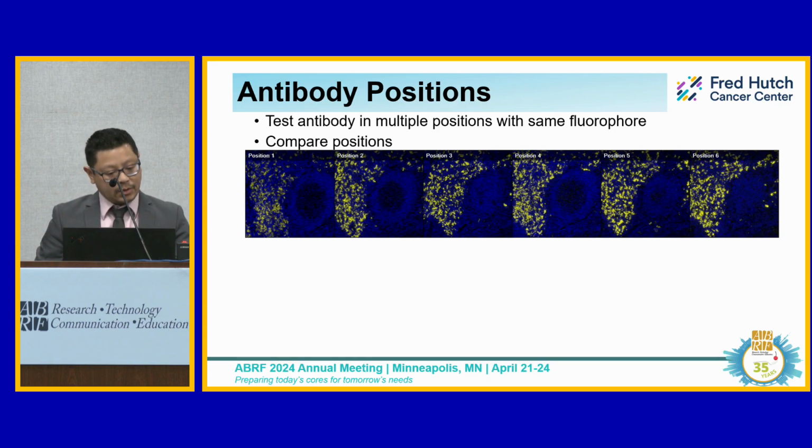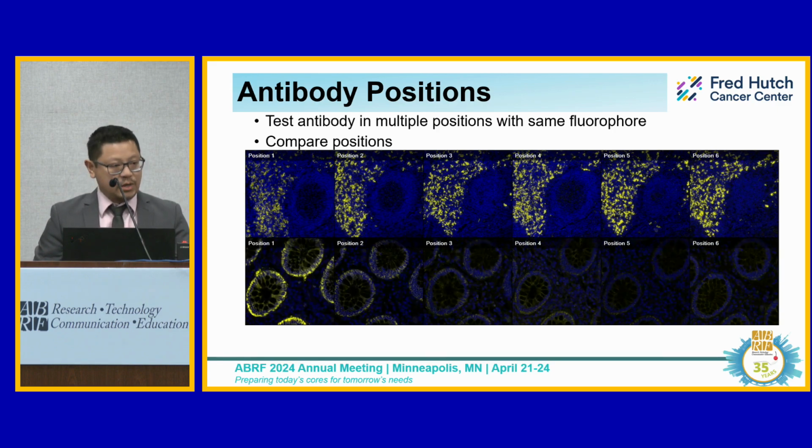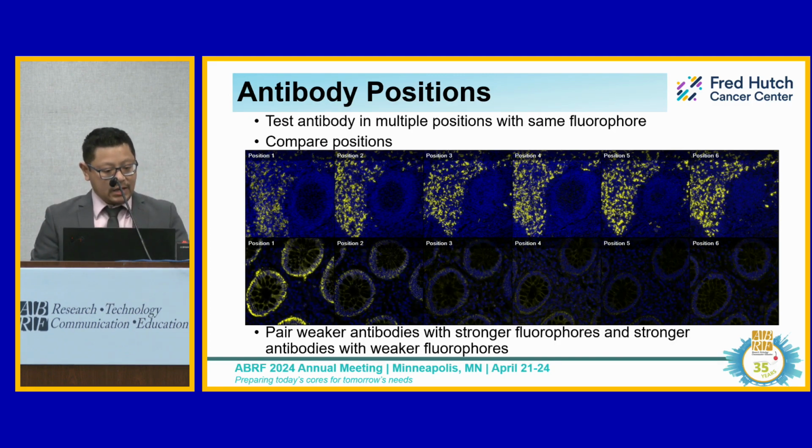But every now and then we'll get something like this, in which it only works well in the first or second positions, and then it dies off. So these are the considerations we have to keep in mind when we're building our panels. And like Ileana, we also try to pair weaker antibodies with stronger fluorophores and vice versa.